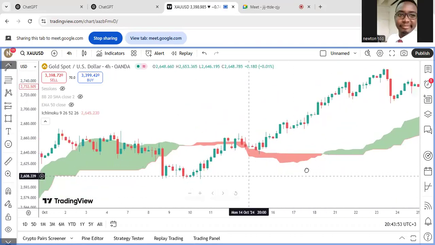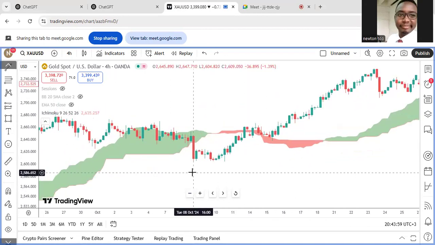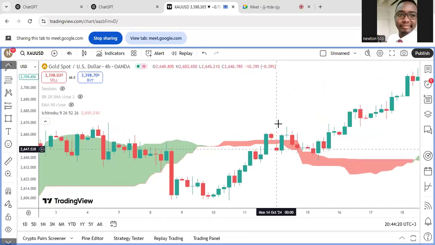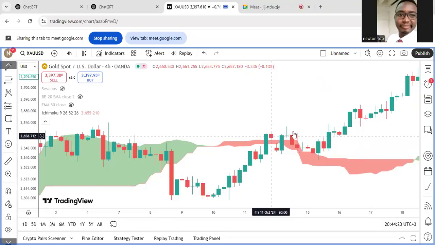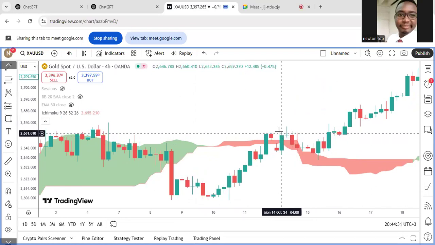The most important thing to understand in the cloud is whenever the price breaks above the cloud, you should always be waiting to enter with a confirmation candlestick. Like here, you can see the market broke above the cloud. This one, the red one, didn't give us a confirmation bullish candlestick, because it is not a bullish candlestick. It's not a confirmation for buying.